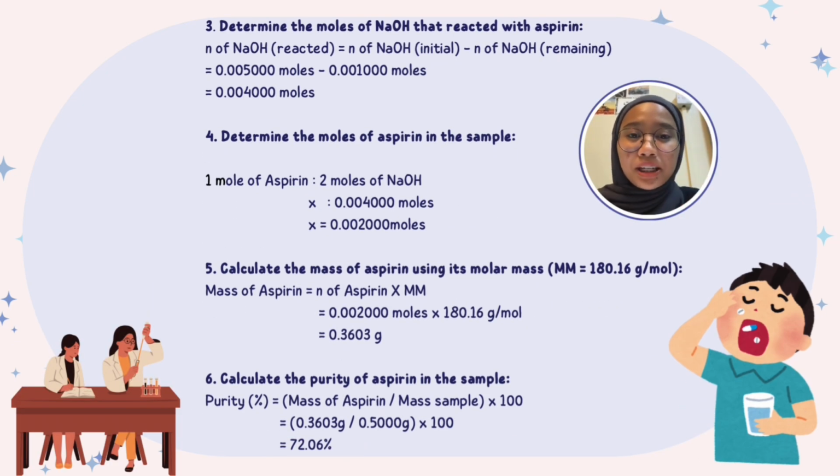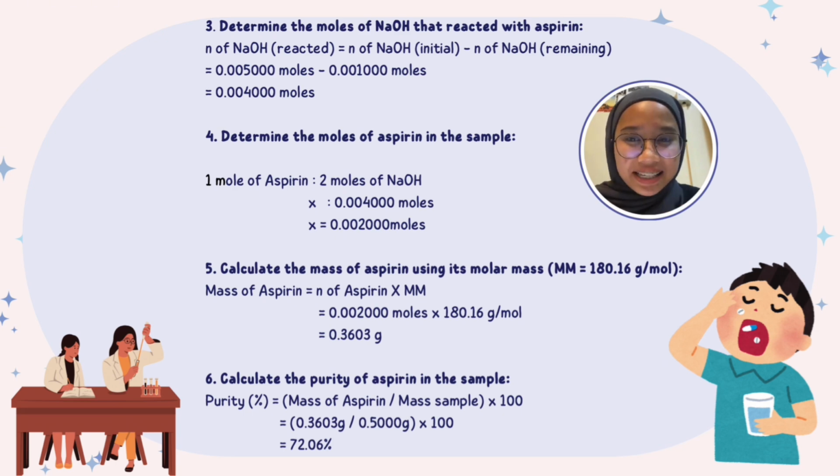Third, determine the moles of NaOH reacted with aspirin by subtracting the initial mole from the remaining mole. The fourth step is to determine the mole of aspirin. For this one, we can use the ratio 1 mole of aspirin to 2 moles of NaOH.